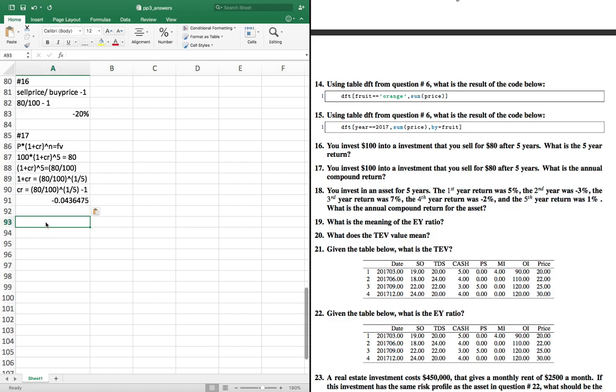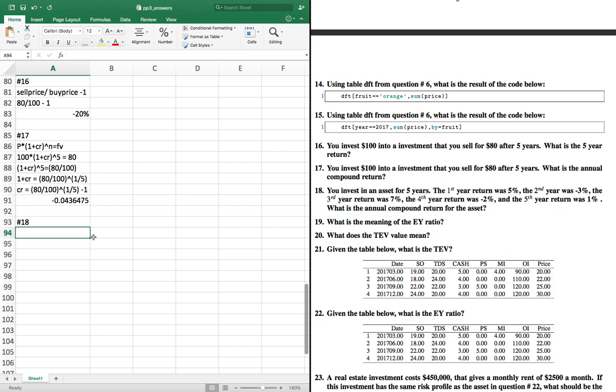Number 18. You invested in an asset for 5 years. The first year return was 5%. The second year was -3%. The third year was 7%. The fourth year was -2%. And the fifth year was 1%. What is the annual compound return for the asset? This is from your previous practice set, also from your previous midterm.